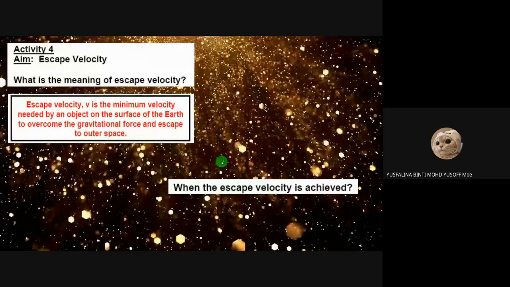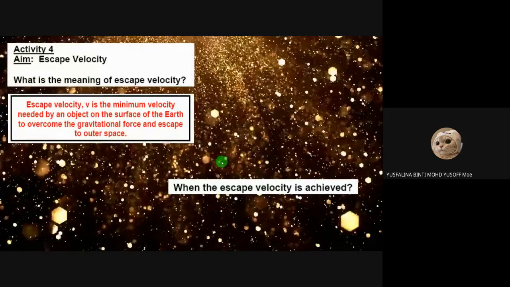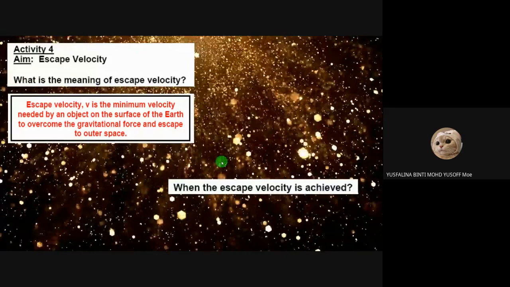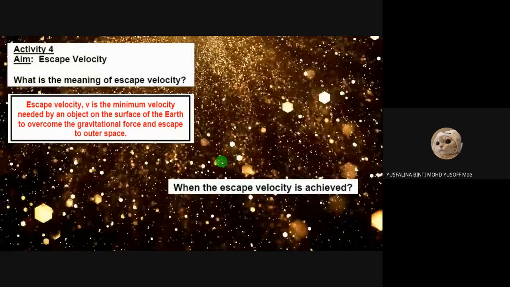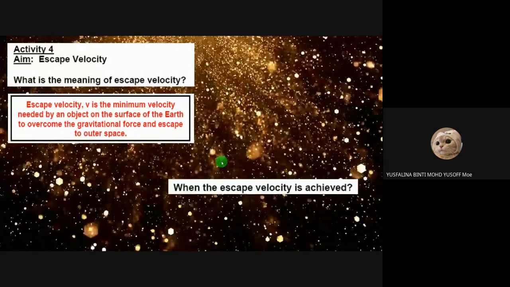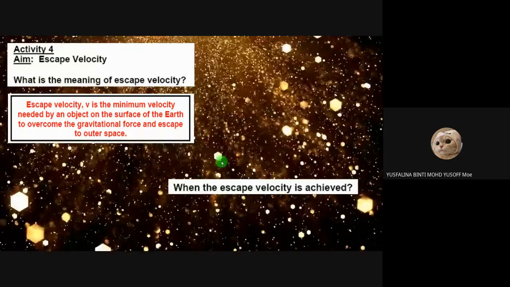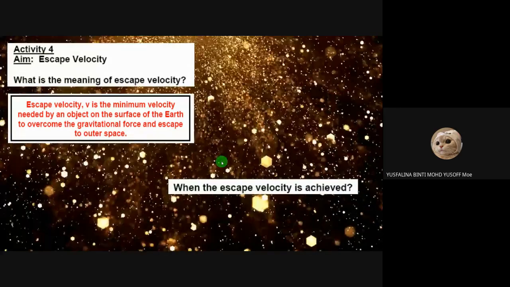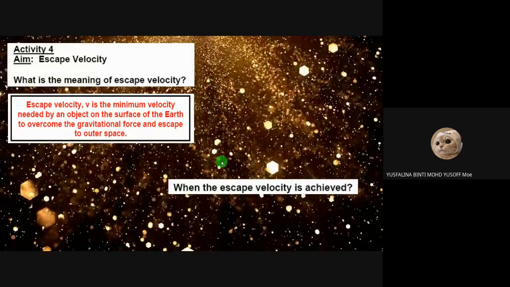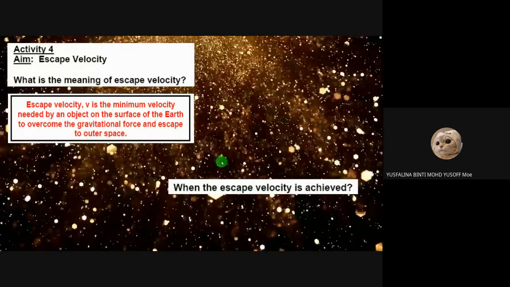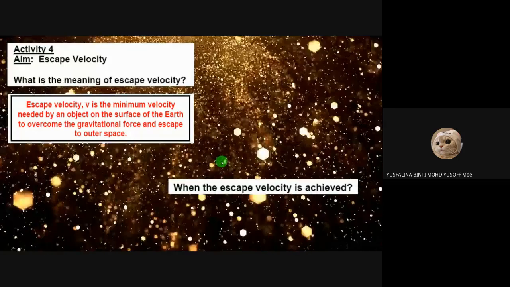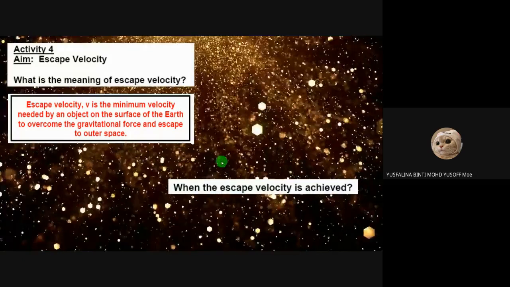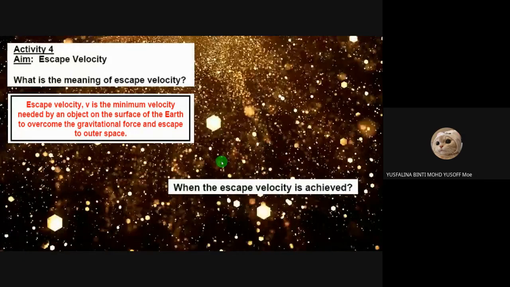Okay, before this we learned that we need a certain speed. So let's say you want to launch a rocket. You need a certain speed for the rocket to be launched into outer space. If it's lower than that speed, it will come back to the earth, right? So that velocity needed to launch into outer space, we call the escape velocity. So the escape velocity is the minimum velocity needed by an object on the surface of the earth to overcome the gravitational force and escape to outer space.